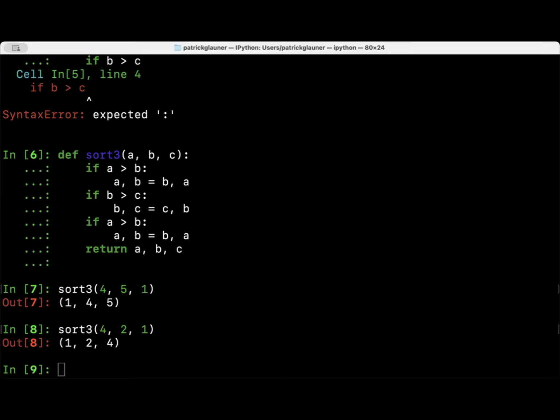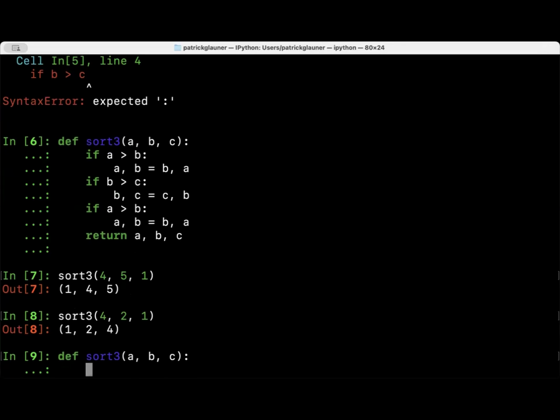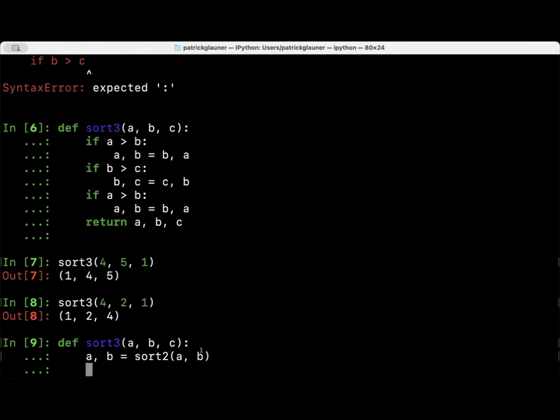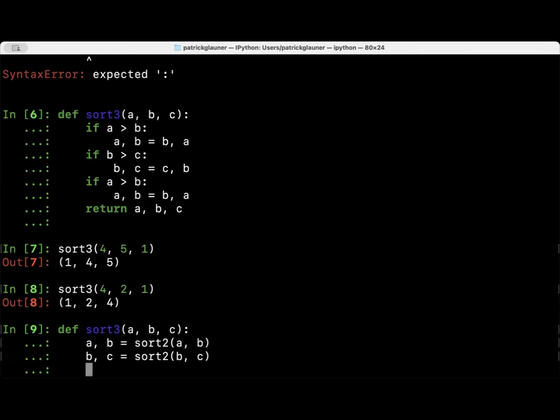So seems fine. The logic here seems to make sense, and we could even simplify our sort 3. So sort 3, A, B, and C, we can actually use divide and conquer, and we can sort A and B. We can use our sort 2 from before, and we can sort A, B, and they will come back sorted. We put them in A and B. B, C will be sorted. So we sort B and C, and then we again sort A and B.